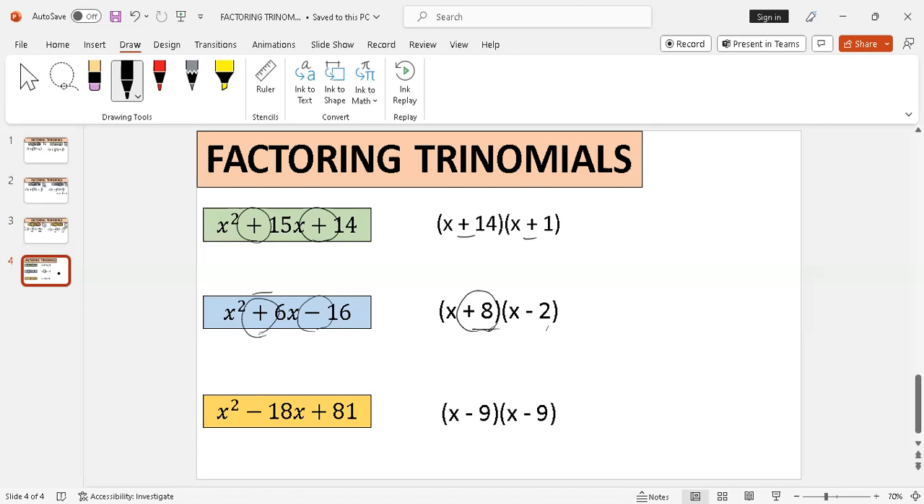Kapag negative yung nasa middle term, yung mas mataas na factors, yun dapat yung negative. Okay? Kapag positive yung sa last term at negative yung sa middle term, parehas dapat na factors ay negative.